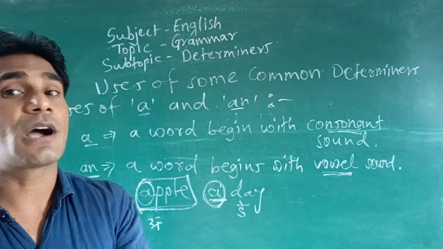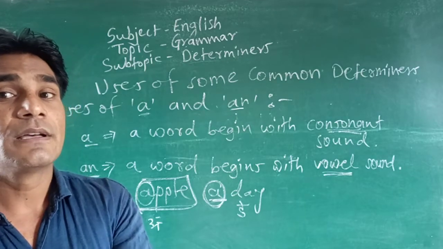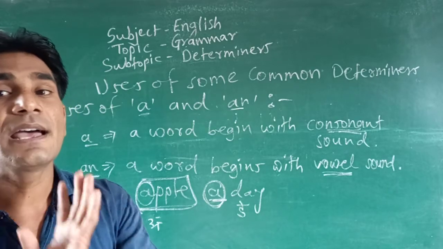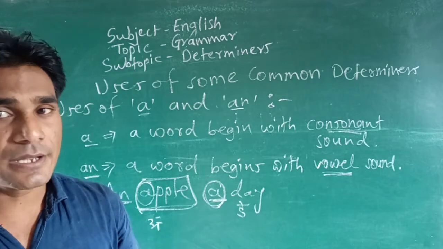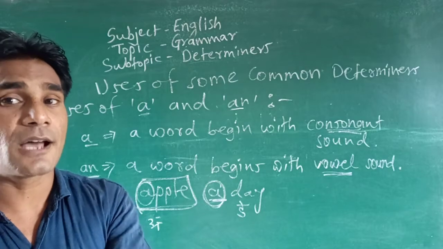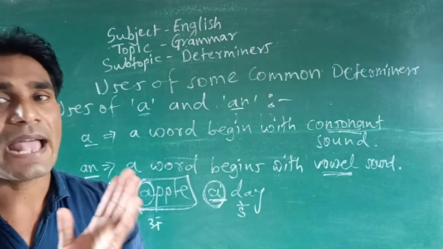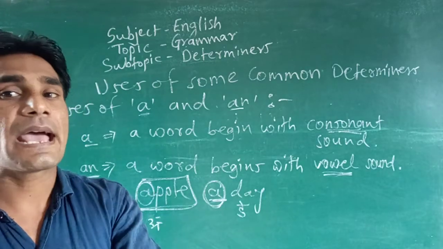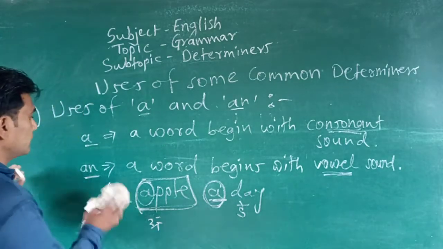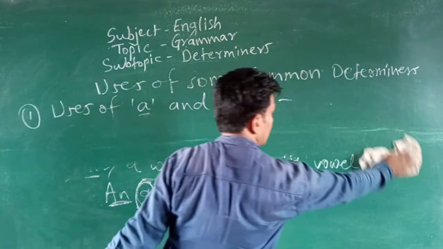Before a countable singular noun, you have to think about its beginning sound, then use either a or an. While using a determiner, think about the beginning sound of that countable singular noun, whether it is a consonant or vowel sound, and on the basis of that use either a or an. Got it? Let's see another example. Do write fast.